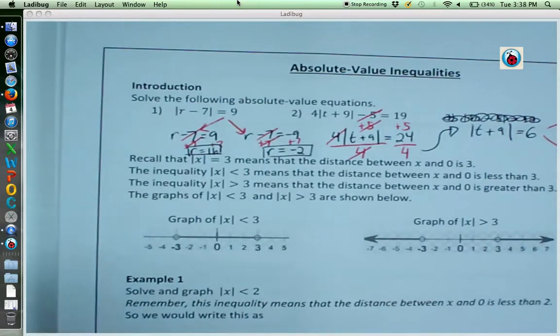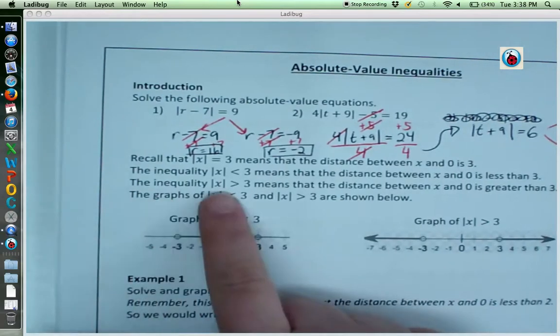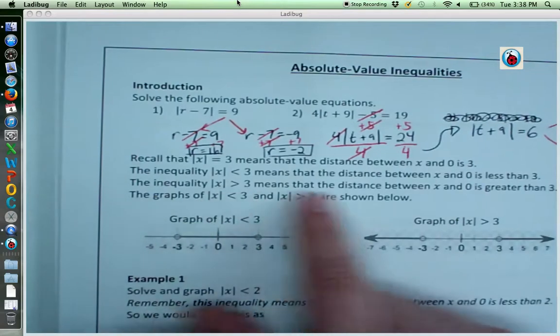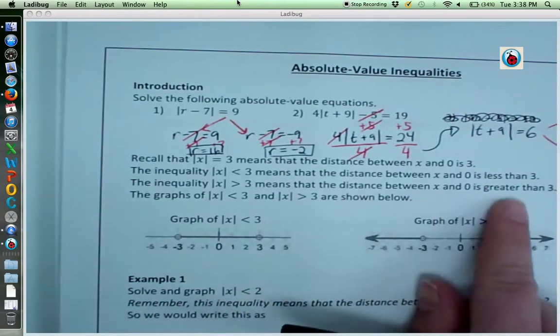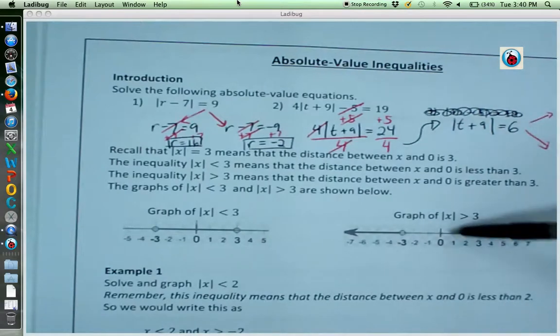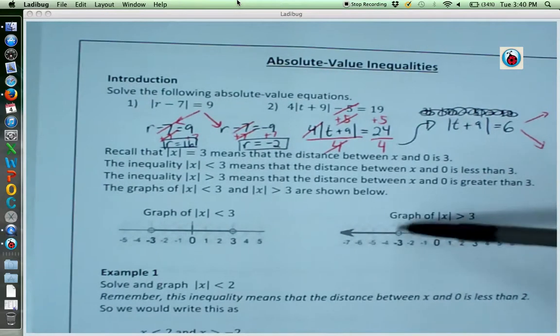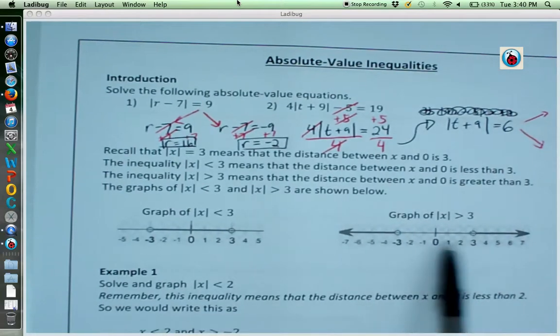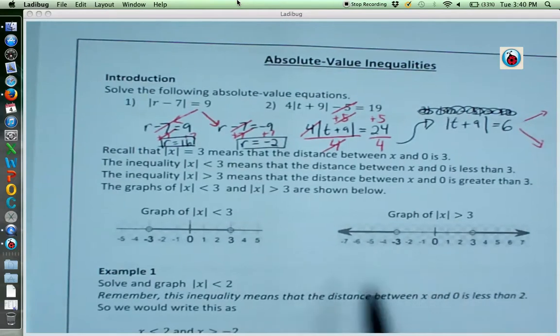What if I switch around the inequality symbol? The inequality absolute value of some number is greater than 3 means that the distance between that number and 0 is greater than 3. So I'm looking for distances greater than 3, more than 3. So I could go a distance of 4. If I go 4 spaces to the right of 0, that's okay. If I go 4 spaces to the left of 0, that's okay too. I could also go 5 spaces to the right or to the left. I could go 6 spaces to the right or to the left, or 7 to the right or to the left. What I can't do is go any distance that is 3 or less.